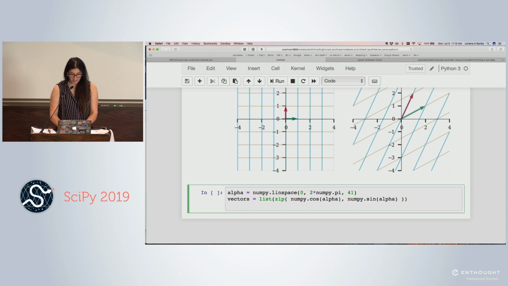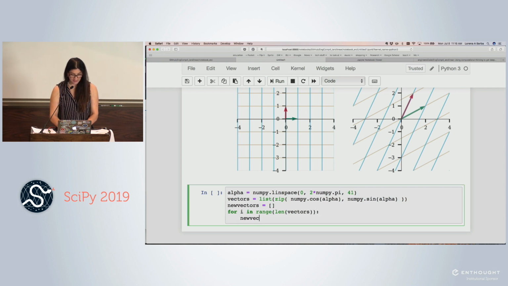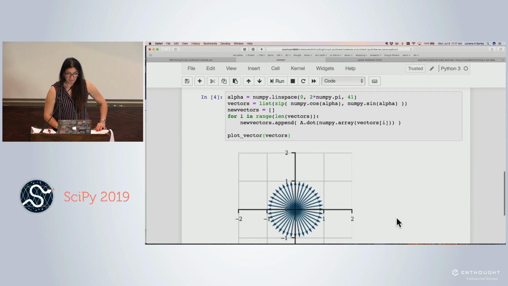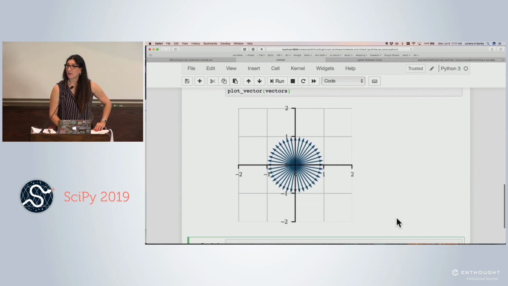circle. We also want new vectors that are the transformed versions, and I'm going to do this the long way by appending the transformed vectors for i in range len of vectors. We're going to append new vectors from multiplying A with numpy.array of vectors element i. Now we can plot vectors, and this is what we did before, and we have the set of vectors around the unit circle.